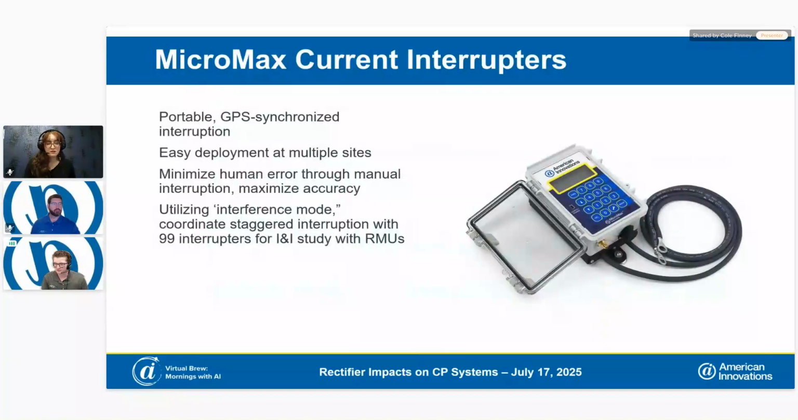And so that's really where utilizing Bullhorn and Micromax come in handy, since they both have this mode called interference mode, which allows you to coordinate staggered interruption with up to 99 other units, so other rectifiers and other interrupters, and they coordinate with Bullhorn and portable interrupters due to them using the GPS clock and GPS sync.